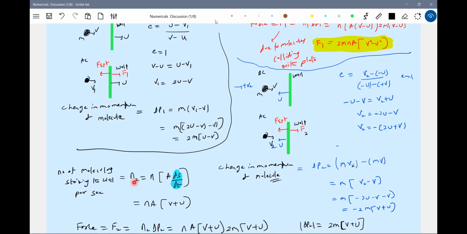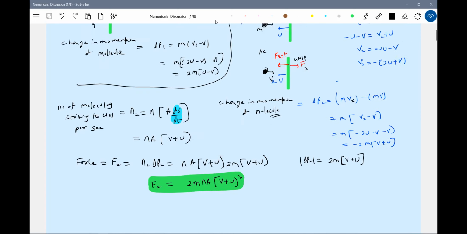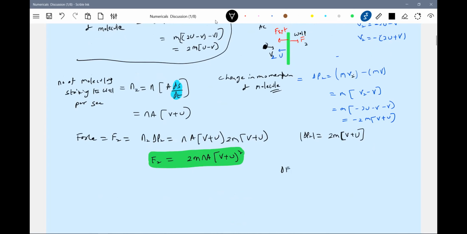Again, for the number of molecules striking, in this case the molecule and wall are moving opposite to each other, so V plus U will come. These are the number of molecules striking per second, and this is the change in momentum of a molecule in the second situation. The product of those two will be the force exerted by the moving molecules on the wall, that is F2. The difference of these is what we have to calculate.